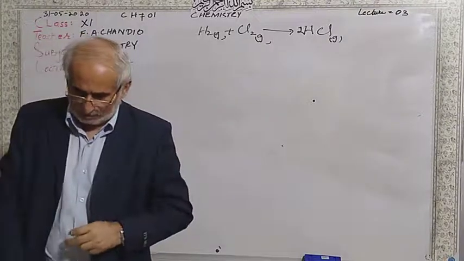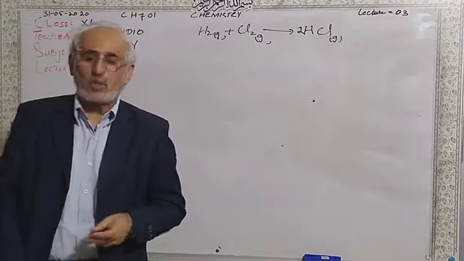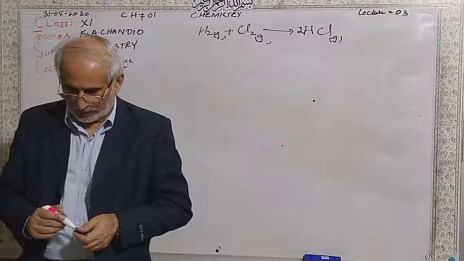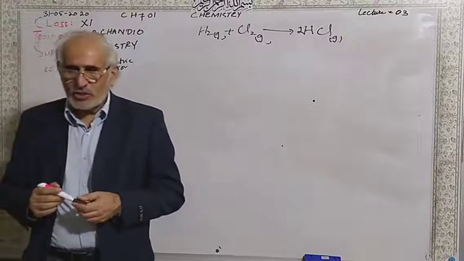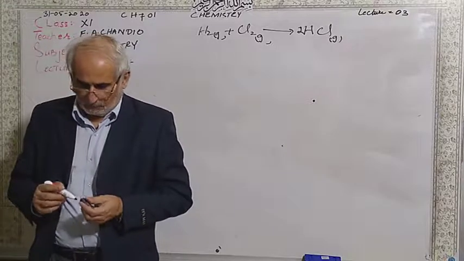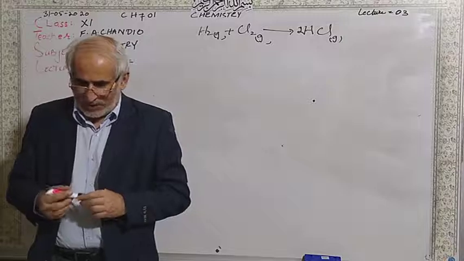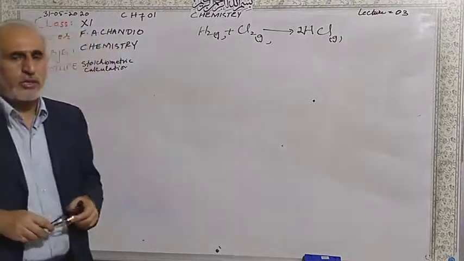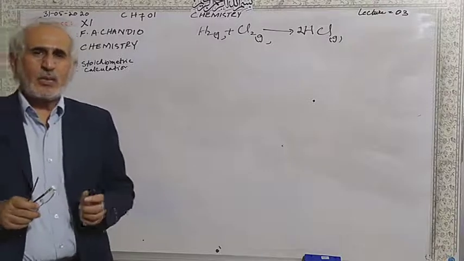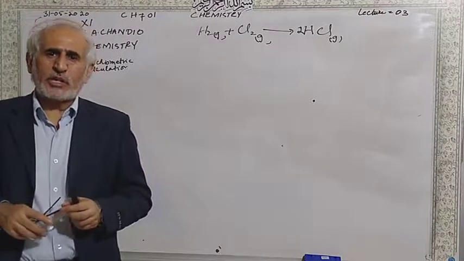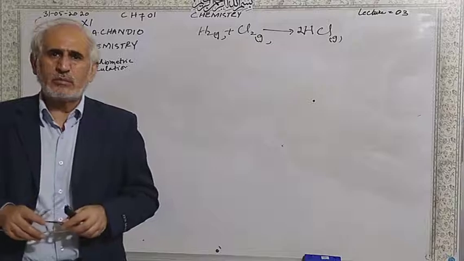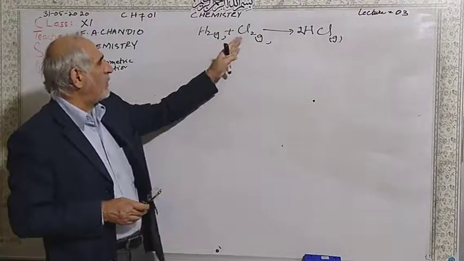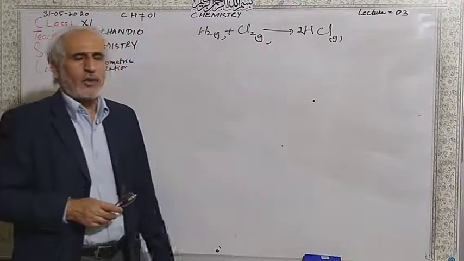There is one more law, Gay-Lussac's law. According to this law, gases react in a simple whole number ratio to the product. Simple whole number ratio means 1 mole of hydrogen and 1 mole of chlorine give 2 moles of hydrogen chloride.